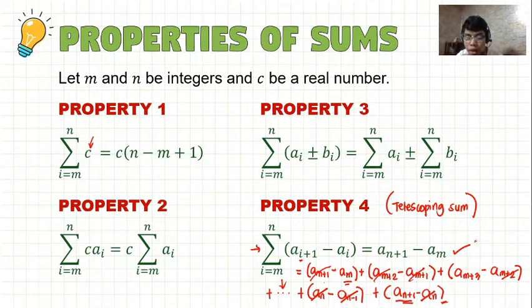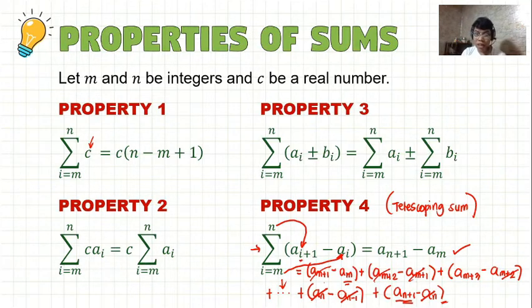Okay? So therefore, if you're going to evaluate the summation of a sub i plus 1 minus a sub i, what you will do is substitute the upper limit for the i in i plus 1. So you have a sub n plus 1 minus, for the i in a sub i, substitute m. So minus a sub m. That is your telescoping sum. So I hope the telescoping sum is clear.